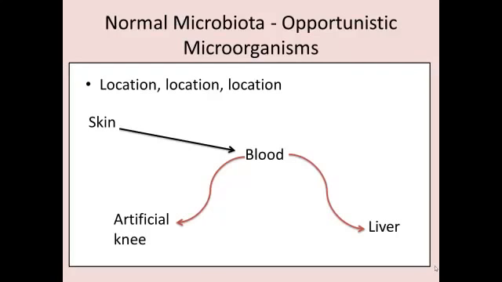Now, there are some organisms that if they get out of their location and get in where they shouldn't be, i.e. the blood, they don't cause a problem. It's a completely inhospitable environment for them, so those would not be considered opportunistic pathogens.